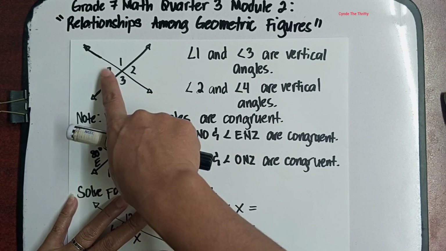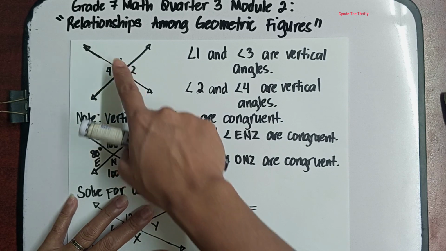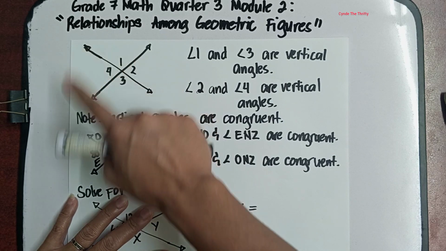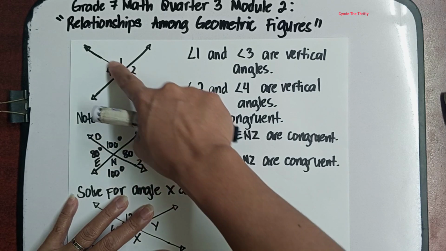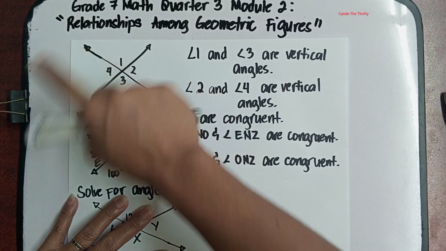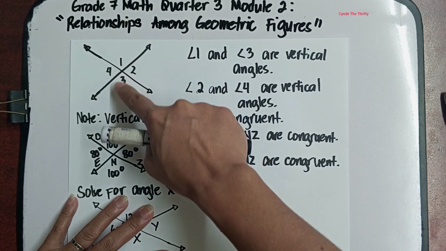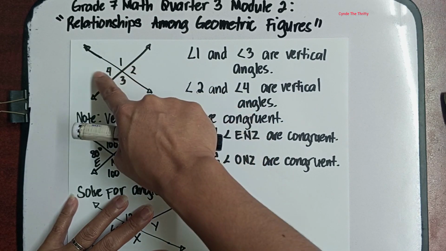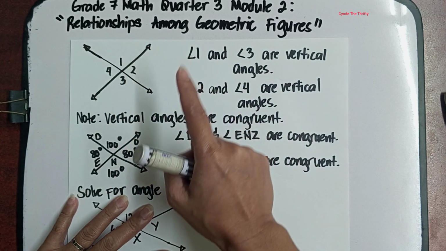Okay? So hindi mo pwedeng sabihin na si angle 1 at si angle 4 are vertical angles kasi dapat hindi sila magkatabi. At si angle 1 at 4 magkatabi sila kasi meron silang common side dito. So, ang ating vertical lang ay si angle 1 at 3 at si angle 2 and 4. Hindi mo rin pwedeng sabihin na si angle 3 at 2 ay vertical angles.